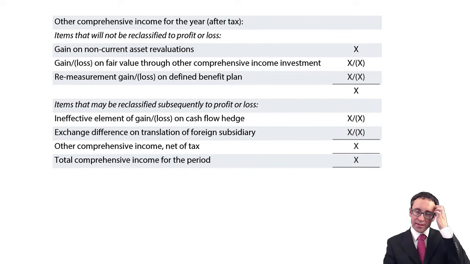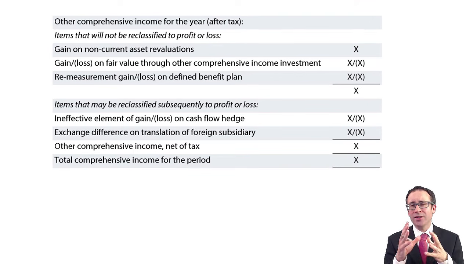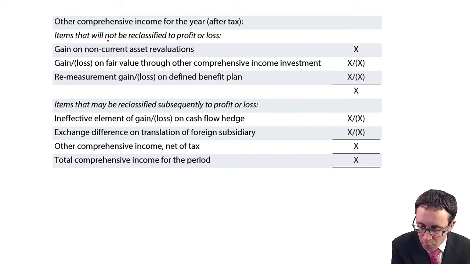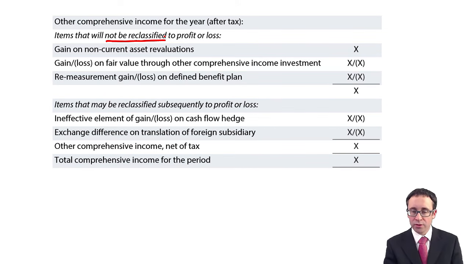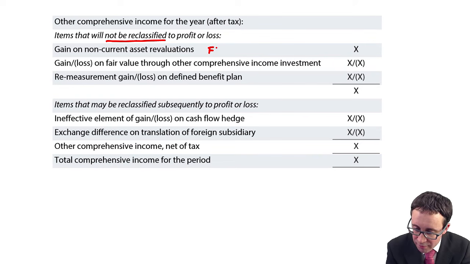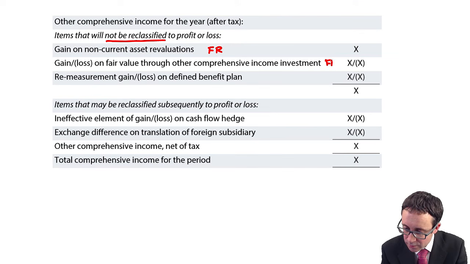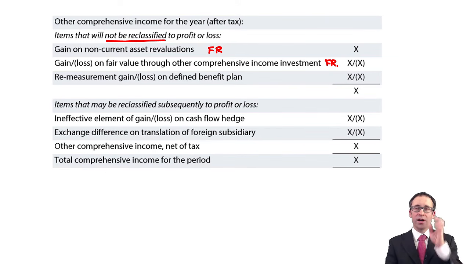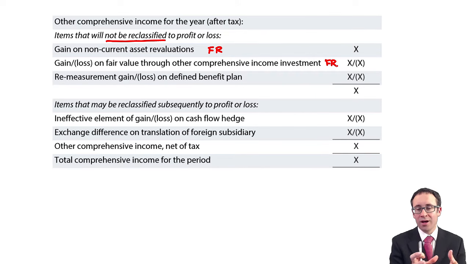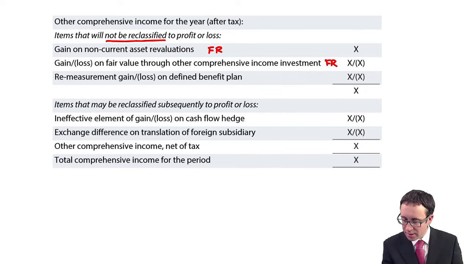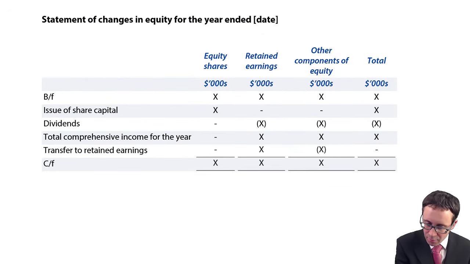Bits to do with your other comprehensive income. Remember, in financial reporting or F7, you only really looked at items that will not be reclassified to profit or loss. So you've seen in FR the gain on non-current asset revaluations, the gain or loss on fair value through other comprehensive income investments that you have. So remember, when they are realized, that is done via some form of reserve transfer through the statement of changes in equity. So that will be here.